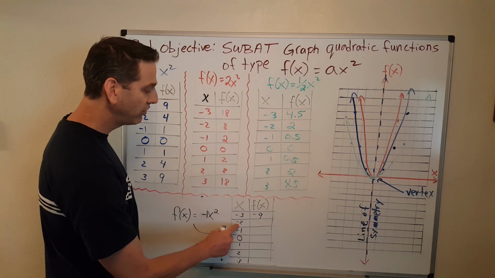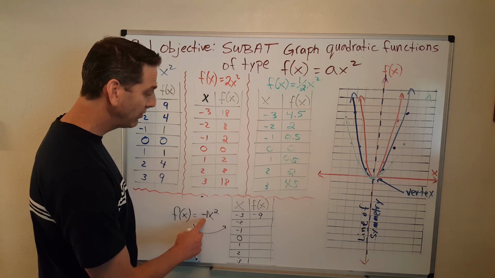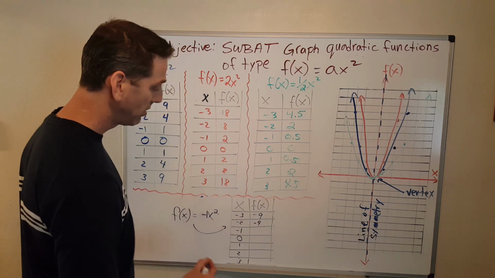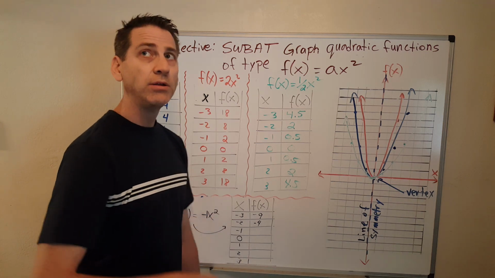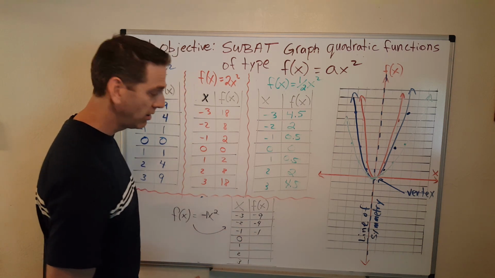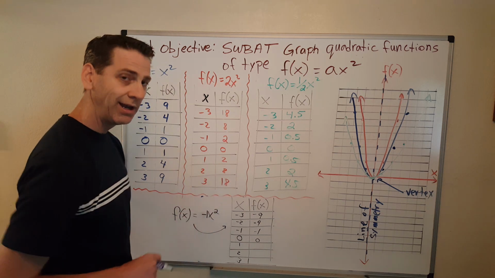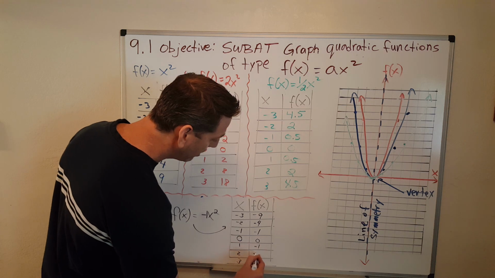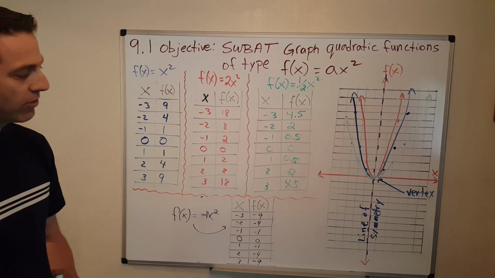At x equals -2, -2 squared is 4. 4 times -1 is -4. So I'm getting negative values, aren't I? At x equals -1, -1 squared is 1. 1 times -1 is -1. And at 0, that's just going to be 0, because anything times 0 is 0. Now I can fill in my chart really quick. All right, there I have my little table.